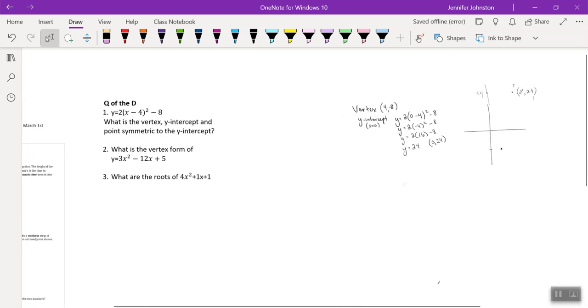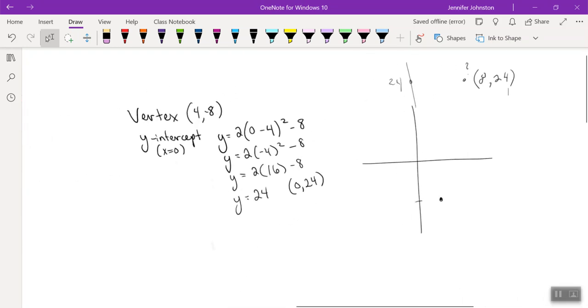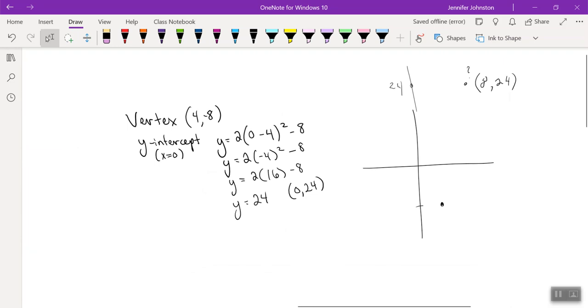Alright, for that solution, we have the vertex is (4, -8), because we have the equation y is equal to 2(x - 4)² - 8. So we get the vertex from taking the opposite sign of our h value and the sign of our k value. And then for finding the y-intercept, we make x equal to 0 and solve. So here we get (0, 24).